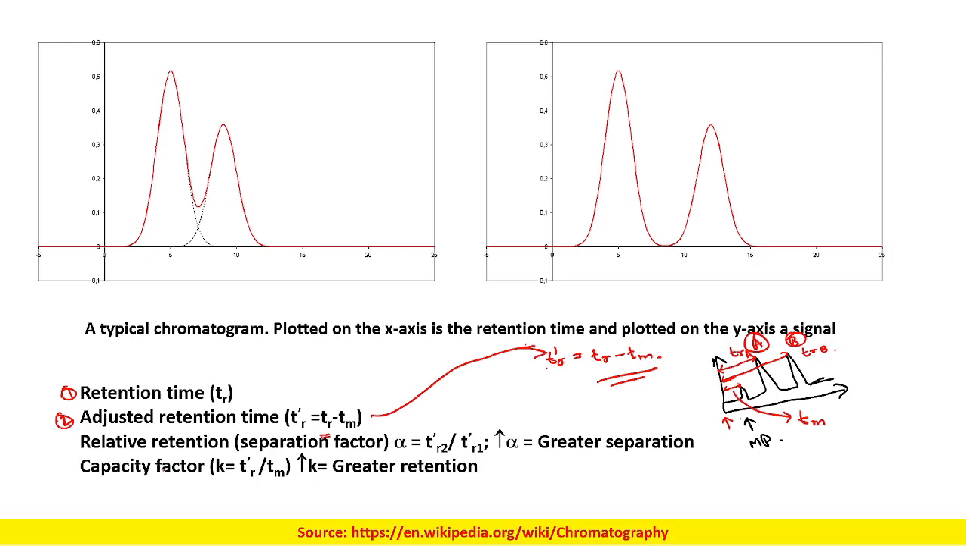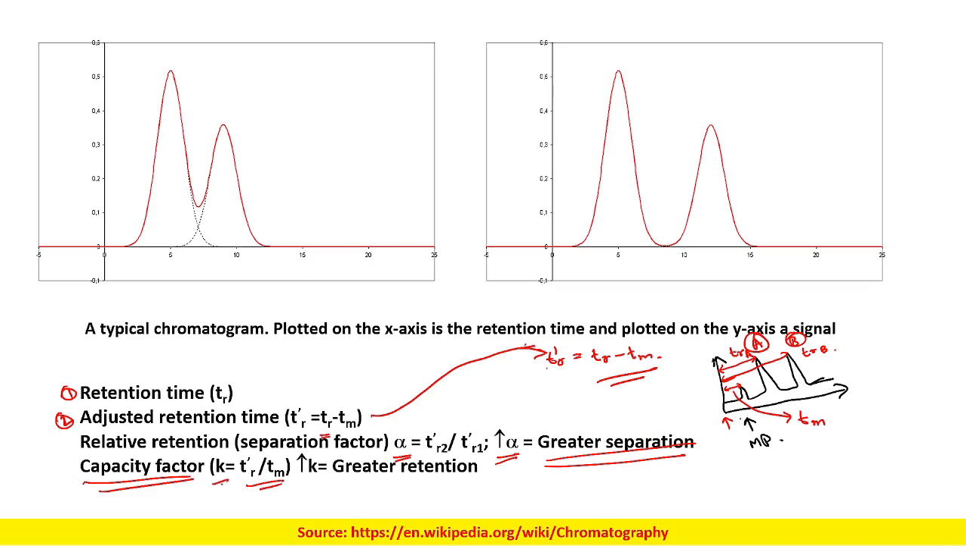Then we have the relative retention, which is the retention between the two systems, and it is given by alpha. It is given by TR dash 2, which comes out at a later stage, divided by TR dash 1, which comes early. The higher the alpha value, the greater the separation; in other words, the better the separation. Then we have the capacity factor. This capacity factor is given by TR dash divided by TM.